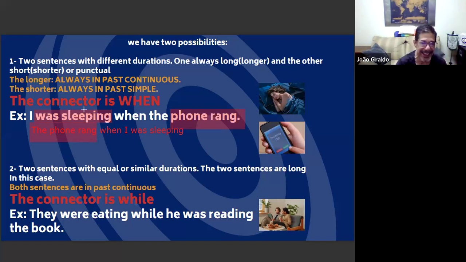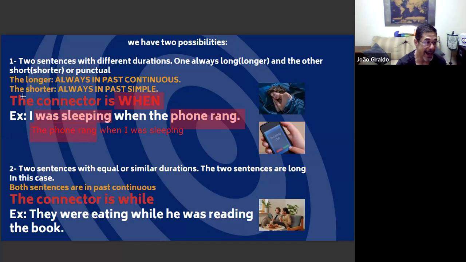Okay? In this case, guys, and this is very important, the connector. What is a connector? A word we use to connect the two sentences, to make the two sentences make sense. Okay? Obligatory when. So when you have a sentence in past continuous, the other one in past simple, the connector is when. Not important, the order. The connector is when.